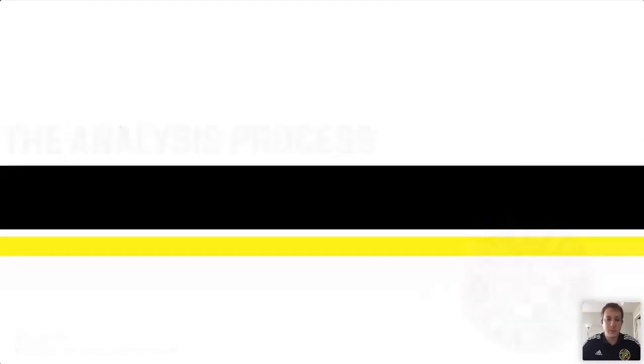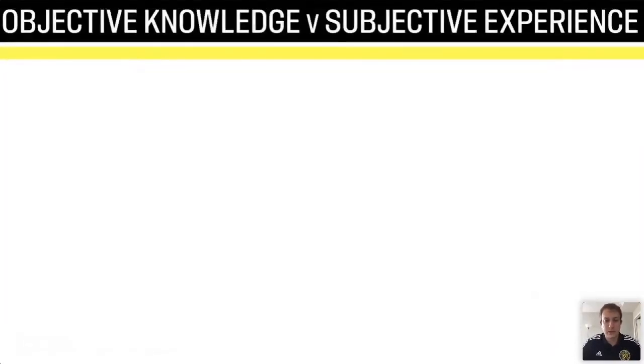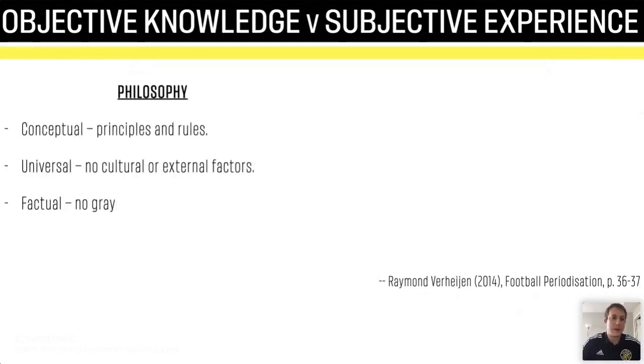I'm sure everybody knows who Raymond Verheyen is and is at least somewhat familiar with his work. If not, I would highly encourage you to read his book on football periodization. I don't intend for this to be a copy of one of his courses, so forgive me for this, but it's the logical starting point. The title of what we're talking about today is looking at this analysis process, finding the same path of objective references to guide your subjective applications. So we start with the philosophy: conceptual, universal, factual, objective.